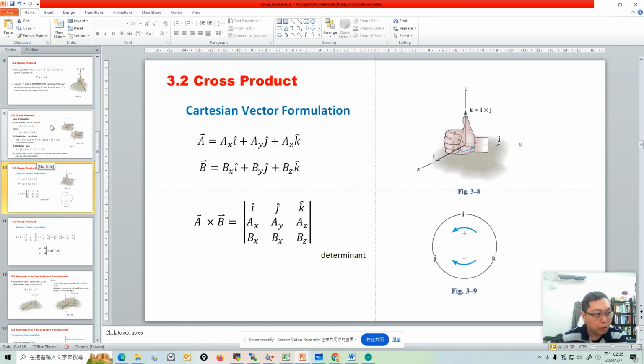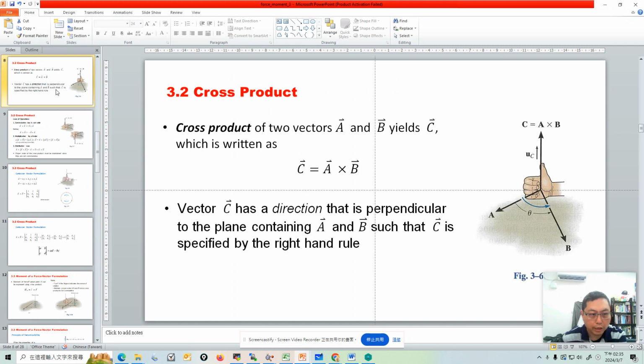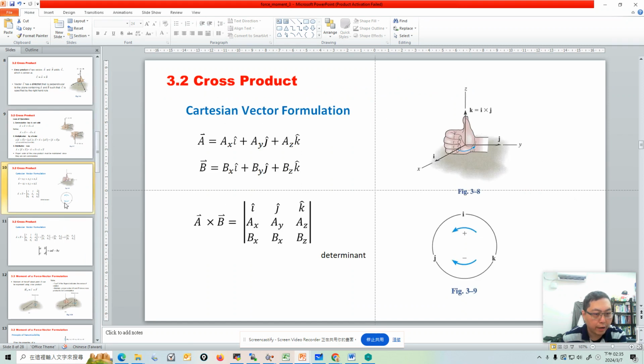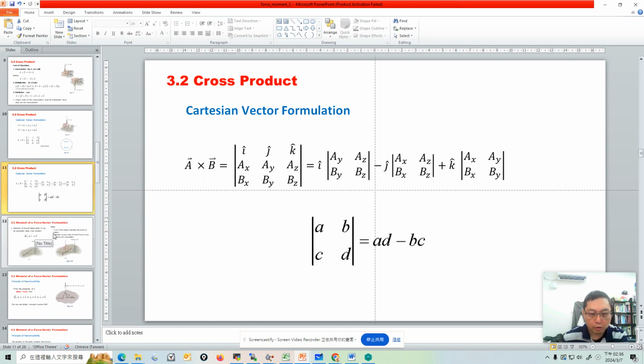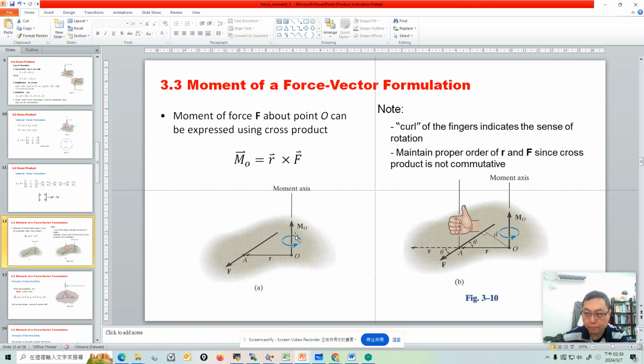In the last video, I showed you the cross product and what the result is if we take the cross product of two vectors. You can write it in condensed form as a 3 by 3 determinant, and you just need to know the rule to expand this 3 by 3 determinant. Okay, so let's go back to the moment.